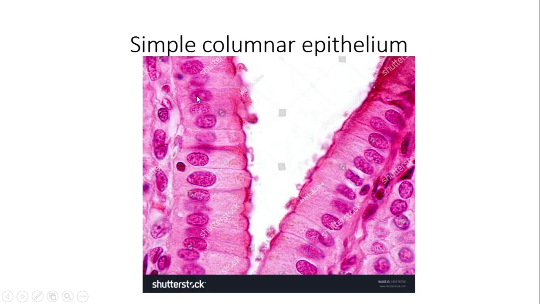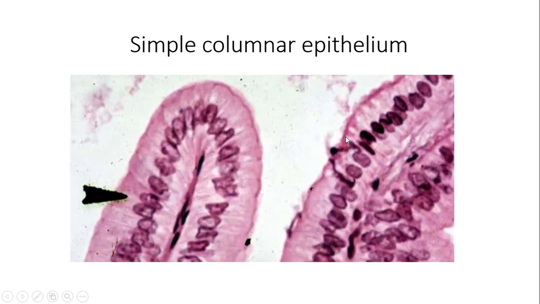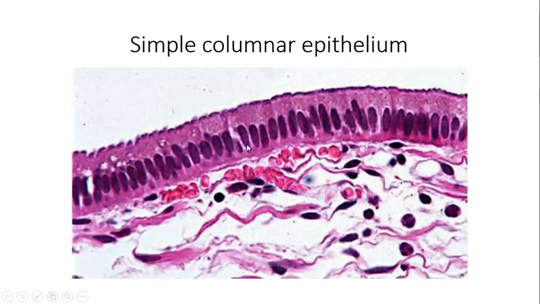I just wanted to show how in simple columnar, all the nuclei are in the same level, right? A little bit taller than they are circular. And then obviously you see that they line certain areas, so you see the free open space. This is another example of simple columnar. This one also, there's your free space, and you can see the nice nuclei on the same level in the column-shaped cells. We already did this one.